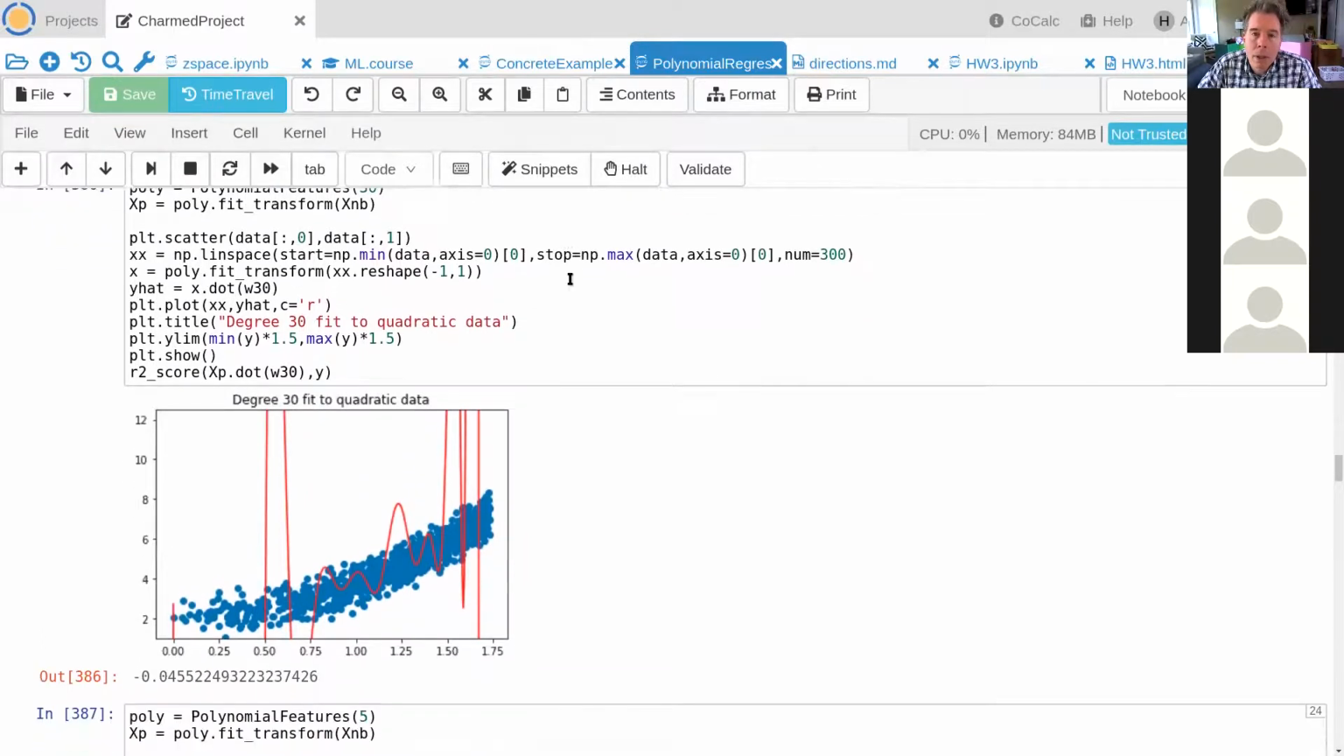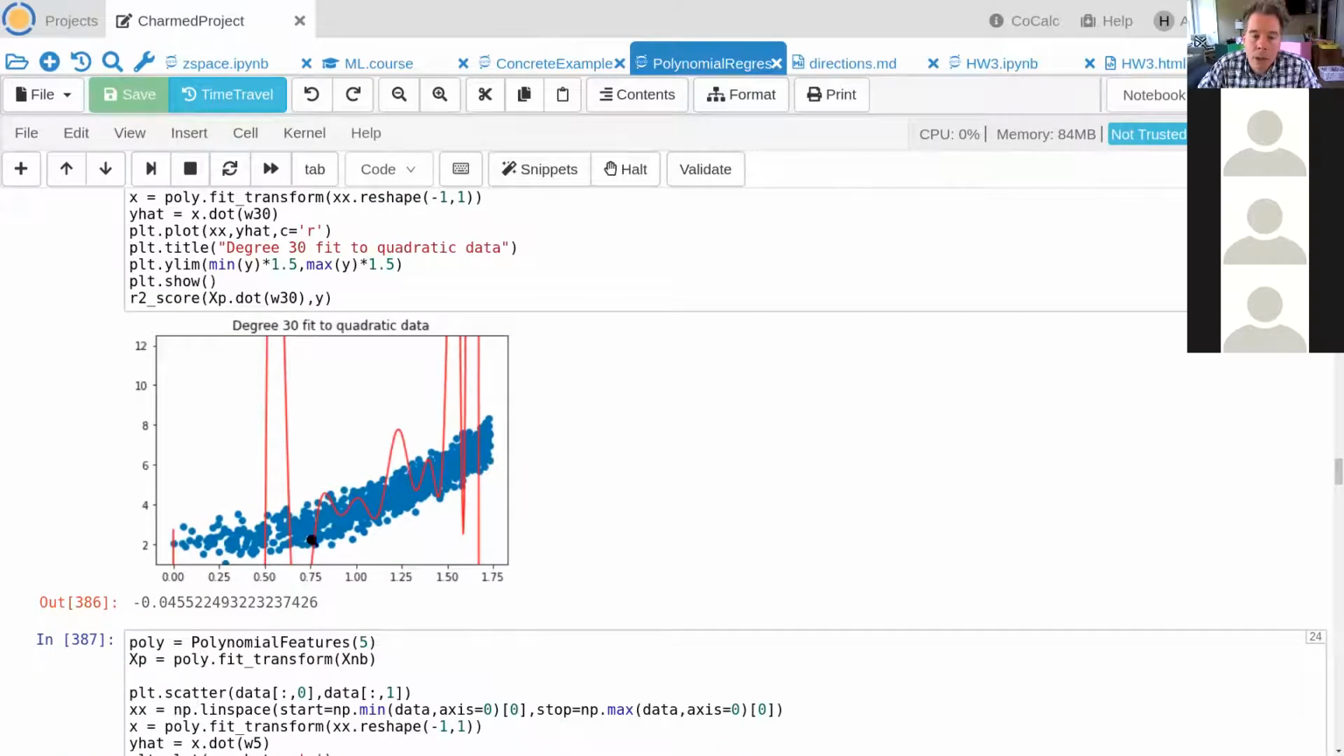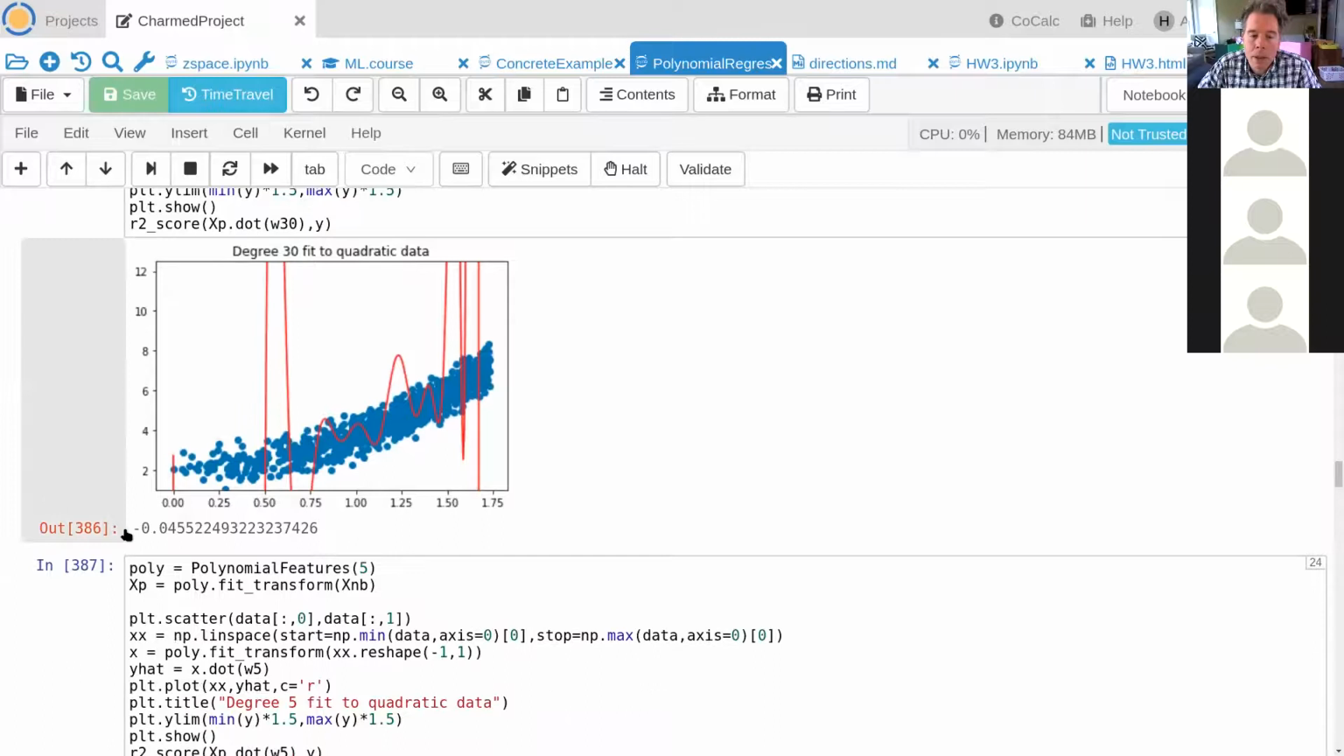So here's the degree 30 fit, and look, it's terrible. The R2 score turned negative. Anybody want to say what it means when the R2 score turns negative? What does that mean? Isn't the R2 score like a measure of error? So if it's negative, isn't it good?